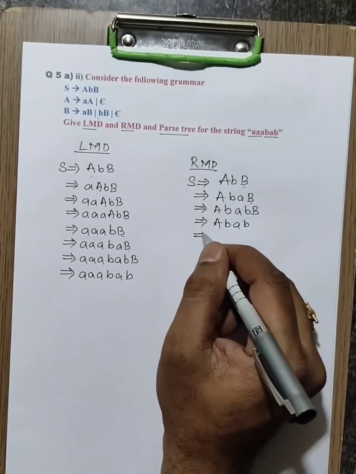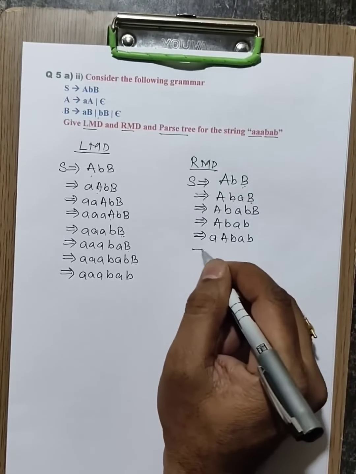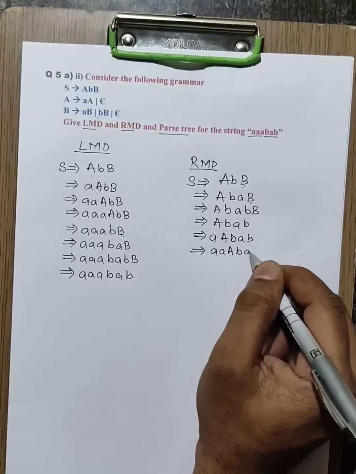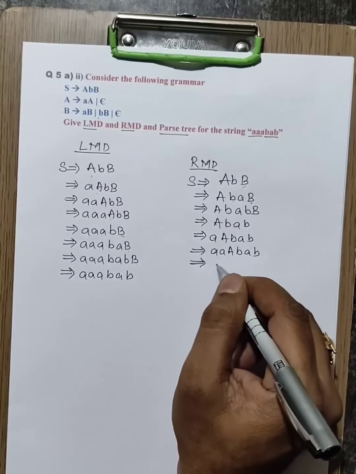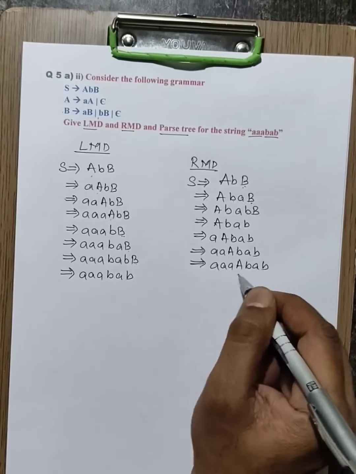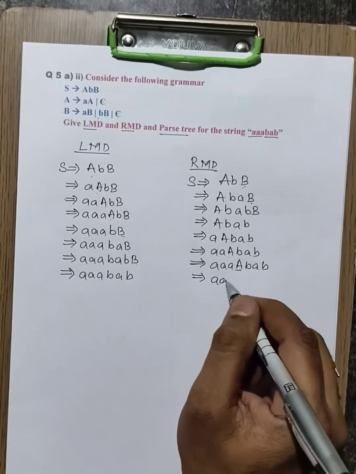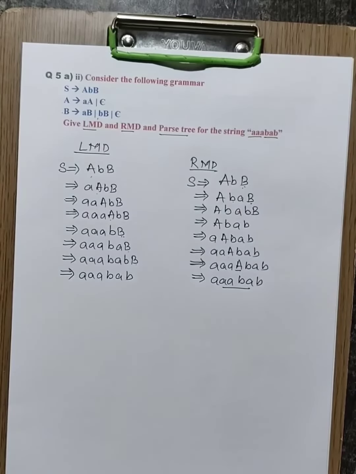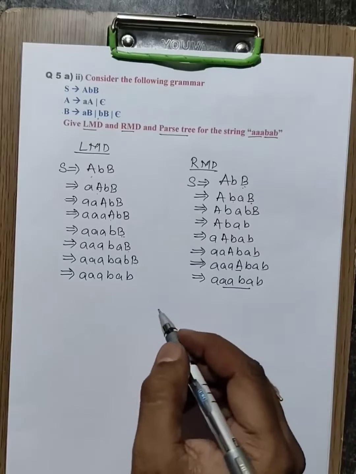Then A replace with A, B, A, B. Again A replace with A. Then B, A, B. Next again A replace with A, B, A, B. This A replace with epsilon means 3A, B, A, B. String is generated. Next, parse tree for LMD or RMD, we'll get the same.